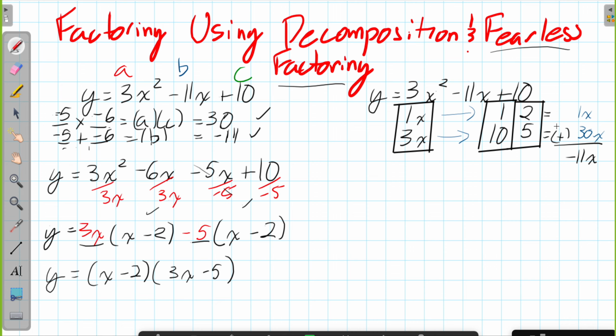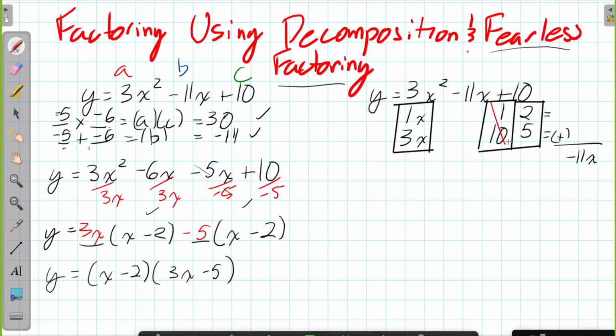Even if I put a negative in there, that's not really going to work. So I'm going to take those away. That didn't pan out. Not only can I go directly across, but I can crisscross too. This would give me 3x and this would give me 10x. Again, that didn't work. So think of it like I've exhausted my options for the first column.